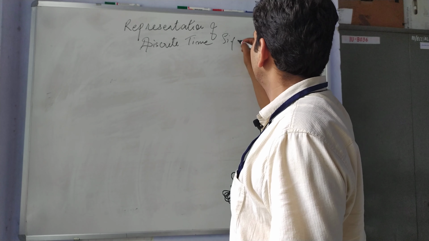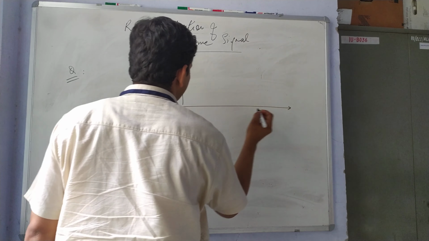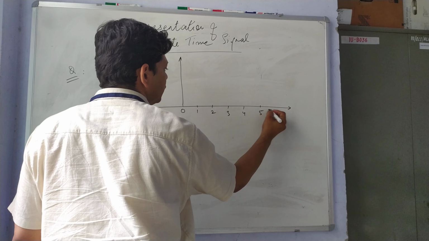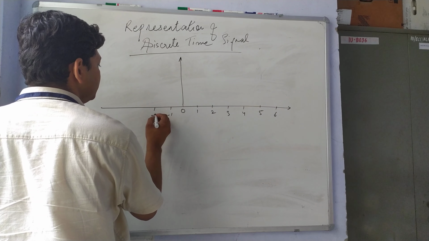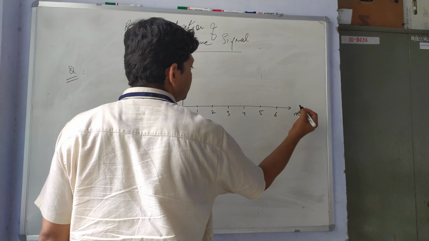Let's have a question of a discrete time signal, that is, we have a signal x(n). Here we have positive n, here we have negative n, and here we have x(n). Here are amplitude 1, amplitude 2. Amplitude can be a fractional value, but the value of n cannot be fractional, it has to be an integer only.